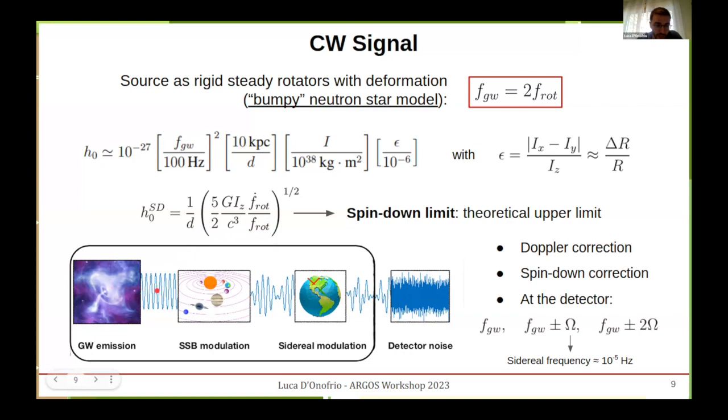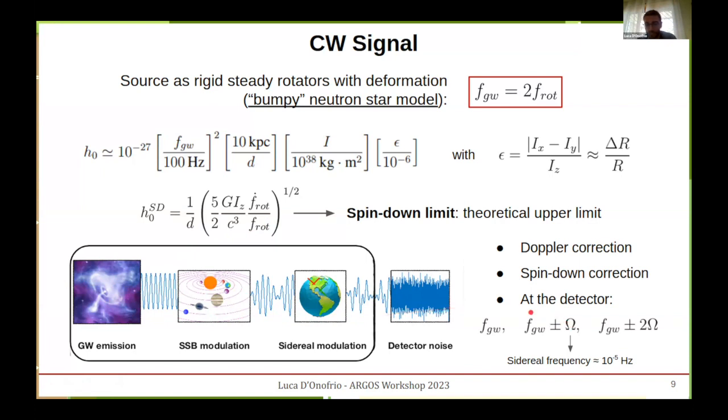In the last part of the slide, there is a sketch of the signals. As I said, in the source reference frame, the signal is almost monochromatic, but you have to take into account the spin down of the pulsar. But then the detector is on Earth, and so you have to take into account the Doppler effect due to the orbital motion around the sun. And at the detector, there is a residual modulation due to the sidereal motion of the Earth. Let's say a modulation that depends on the response of the detector to the incoming gravitational wave.